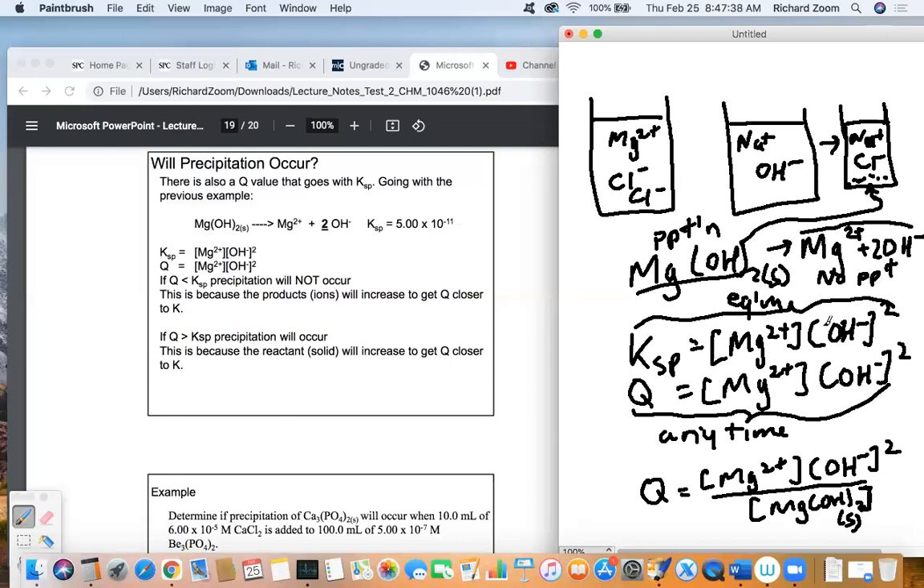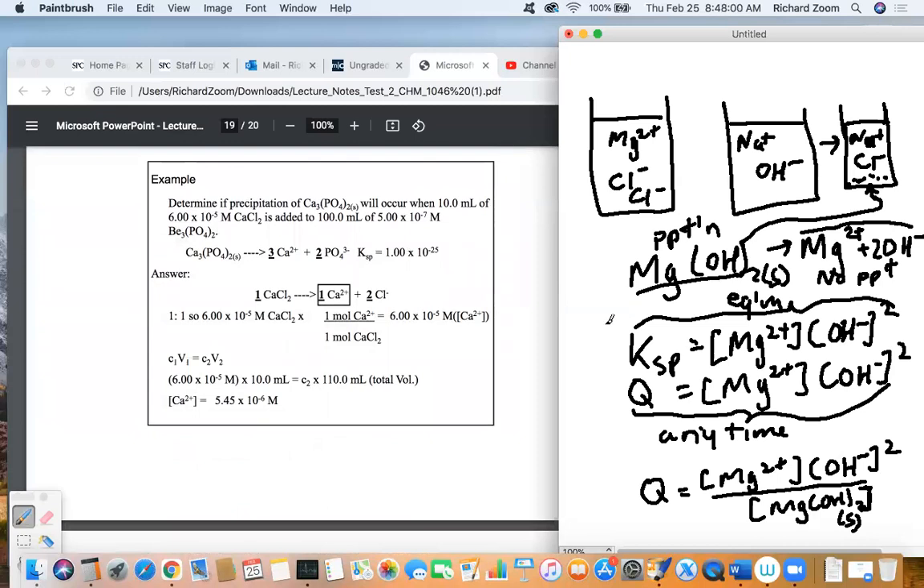Because what we're talking about there are dissolved ions. Does anybody have any questions about what I'm telling you here with Q being less than or greater than the Ksp? Okay. So we did do problems like that way back in test 1.